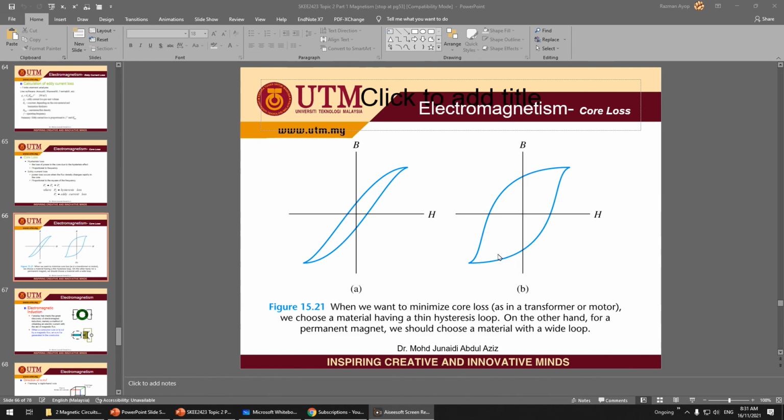This one was already explained. If you want to have lower losses, you have to choose a smaller hysteresis loop. Better to have a thin hysteresis loop. This one is lower losses, this one has higher losses.